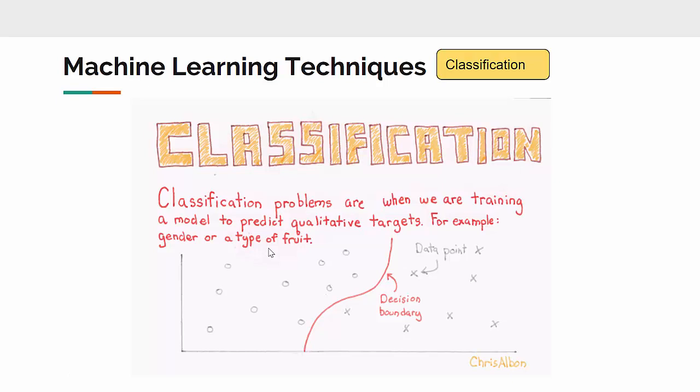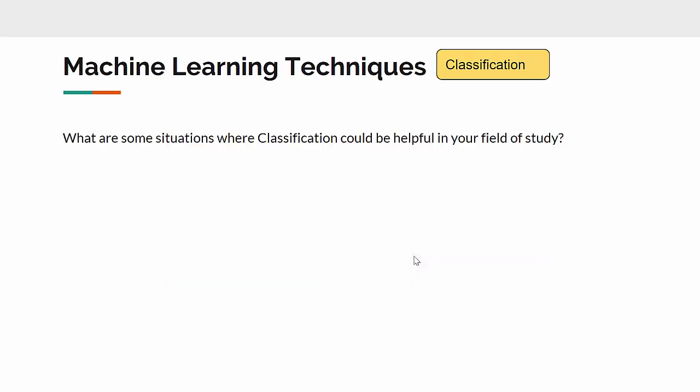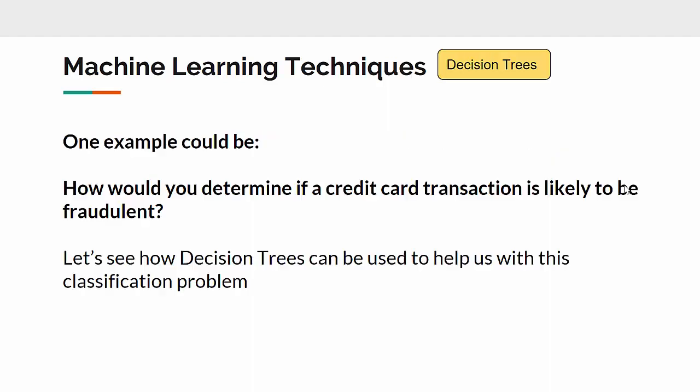In the case of gender, it could be male or female, and in the case of a type of fruit, it could be an apple or an orange. So circles could be males, crosses could be females, or circles could be apples and crosses oranges. What are some situations where classification could be useful or helpful in your field of study? I'll give you a moment to think about it now. Manage to think of any?